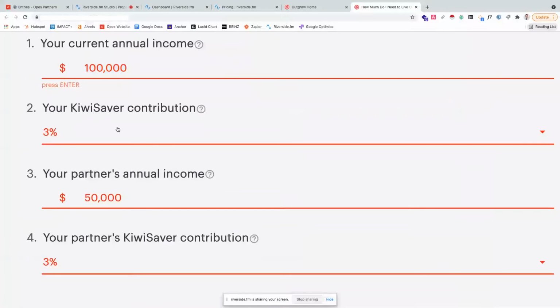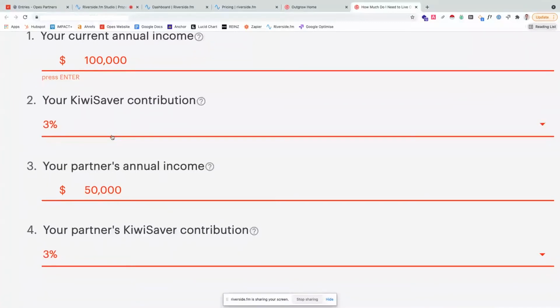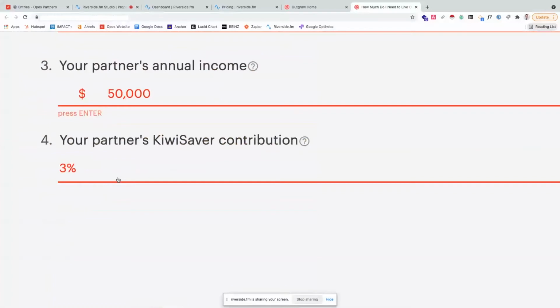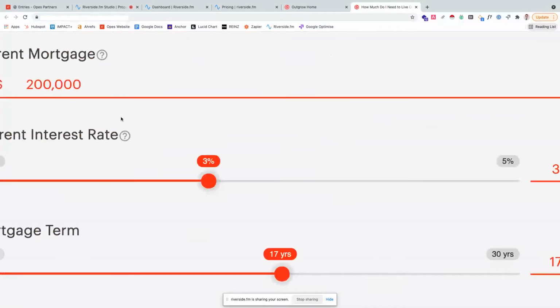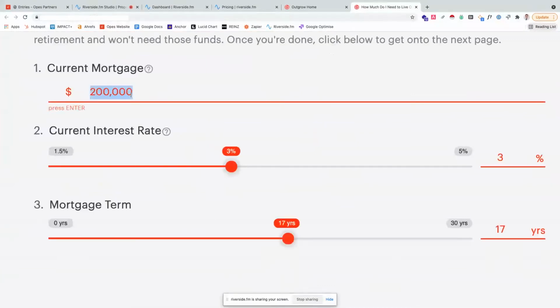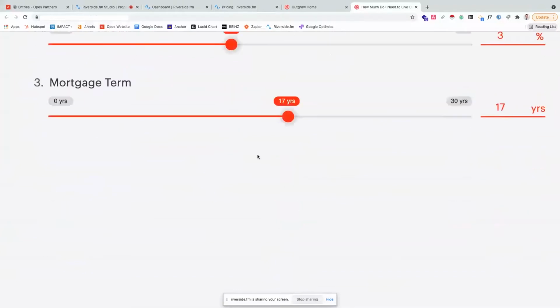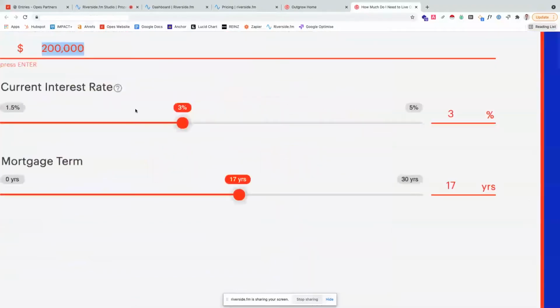And are you contributing to KiwiSaver at all? Yeah, let's put 3% for that. And what's your partner's annual income if you are planning with a partner? Okay, let's say $50,000 a year. And is she contributing to KiwiSaver too? Yes, so 3% as well. Okay, and let's talk about your mortgage now, because are you thinking in this example you would have paid that off? Yeah. So say $200,000 mortgage at the moment, and say 17 years, and I got 20 years to retirement, so it'll be paid off. Yeah, okay. And we need a current interest rate. What's your current interest rate? Just say 3%. Yeah, sweet.